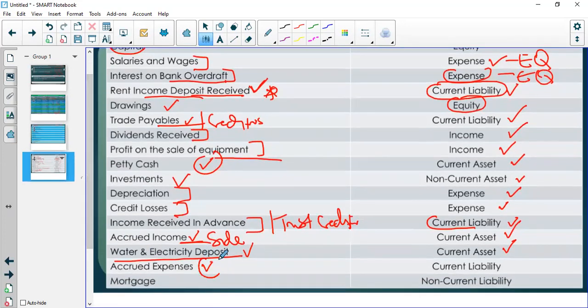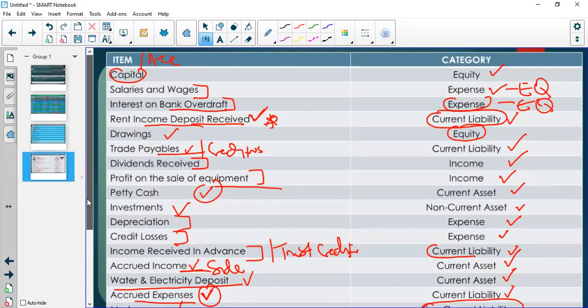Accrued expenses, that's a current liability. Remember, accrued expenses, we said they differ from trade payables, right? Because trade payables is for inventory, but accrued expenses, we haven't paid for other services. We haven't paid our water, we haven't paid our electricity, other expenses that we owe. Then a mortgage, of course, it's supposed to be a non-current liability.